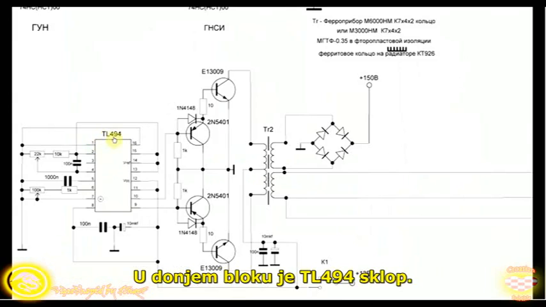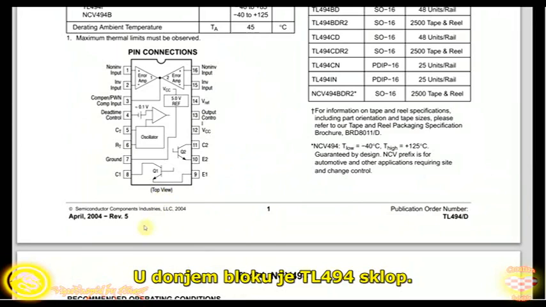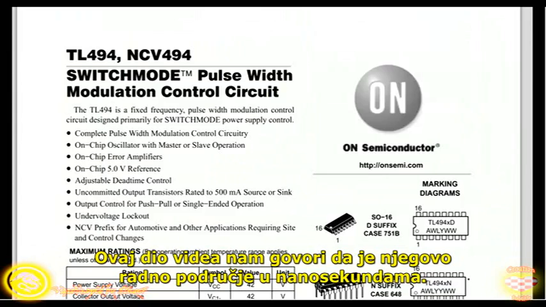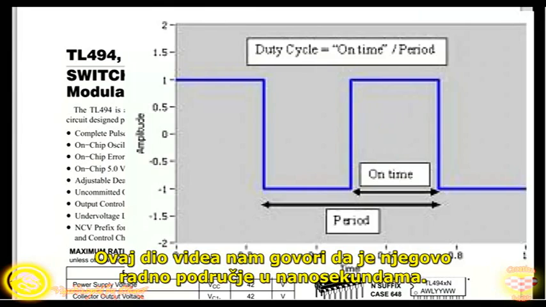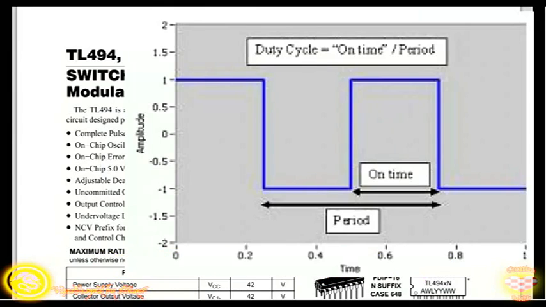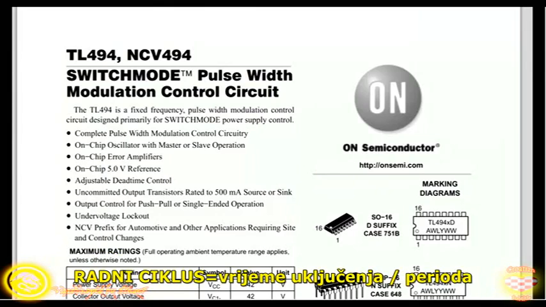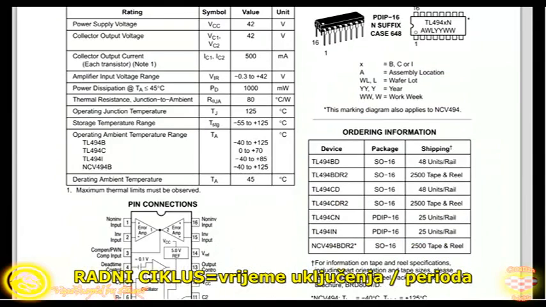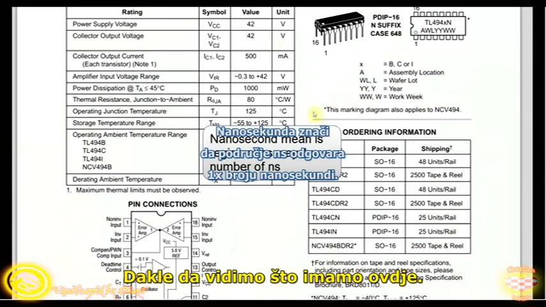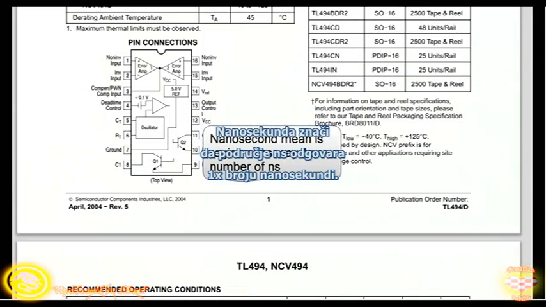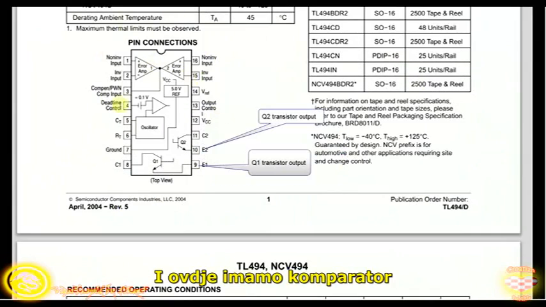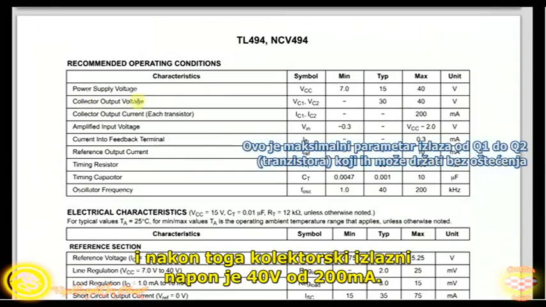The lower block has a TL494 in it. There we go. The guy in that video is gonna say he is operating in nanosecond width. So each one is nanoseconds. So let's see what we have in here. I'm gonna try to speed up, guys. And now we have a comparator, oscillator, and then collector output voltage is 40 volts at 200 milliamps.